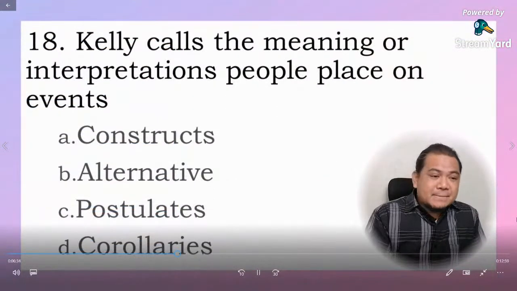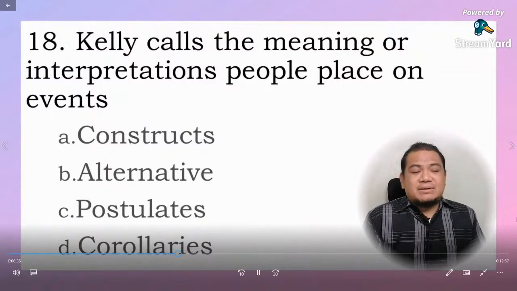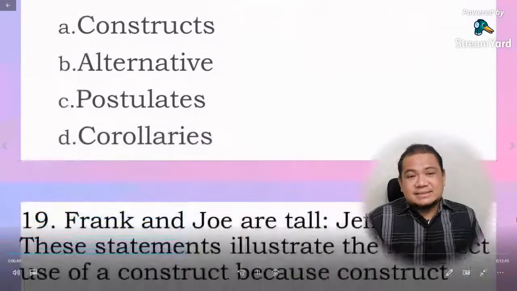Number 18. Kelly calls the meaning or interpretation people place on events A, construct, B, alternative, C, postulate, or D, corollaries.